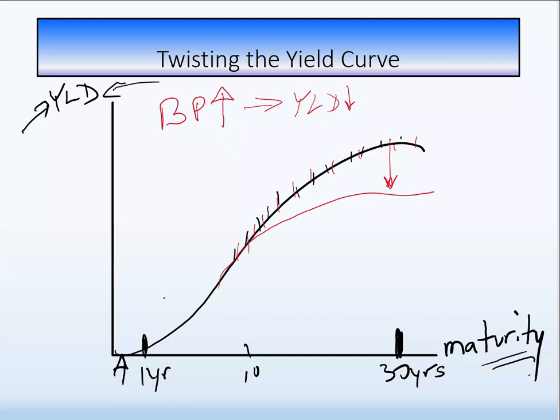So one of the motivations for doing this is when you're at the zero lower bound and short-term interest rates are close to zero, the Fed is basically out of bullets. It really can't bring the interest rate down lower than zero. It's hitting the zero lower bound. It's the floor. And so, well, they're not completely out of bullets if they target the long end of the maturity spectrum. And so that's what twisting the yield curve means.